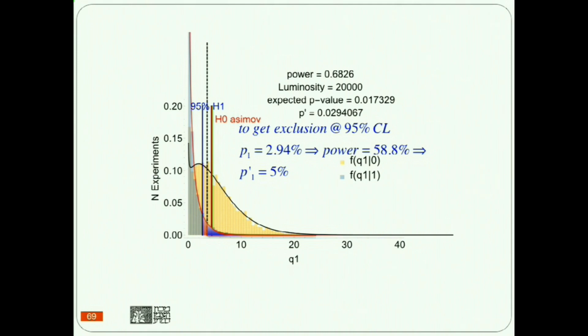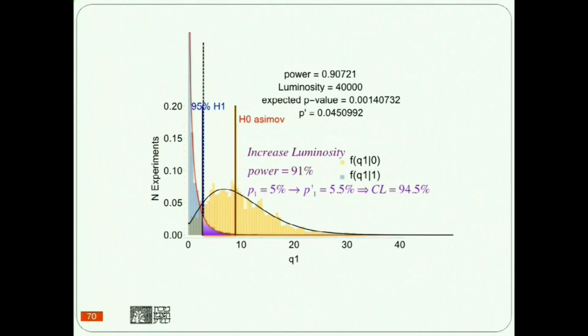So this is the game. This was done with a luminosity of 20,000. Now let's increase the luminosity to 40,000. When I increase the luminosity to 40,000, they are more separated. So you see, what happens is that now the power is 91%. So the 5% is only spoiled to 5.5%. So the confidence level goes down from 94.5%, from 95 to 94.5%.